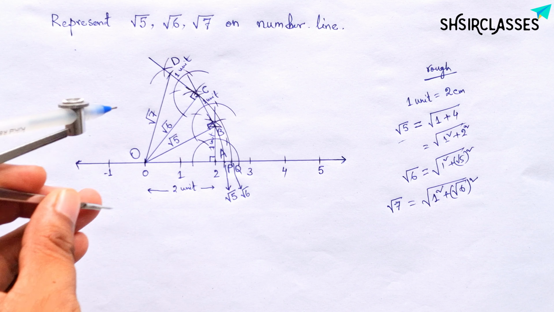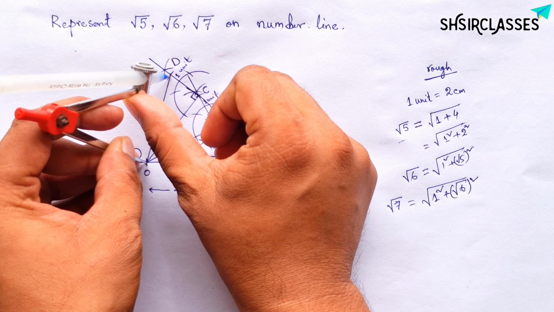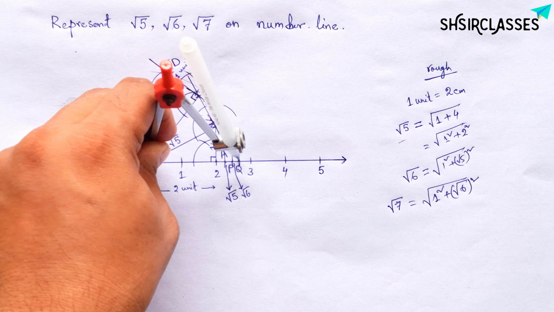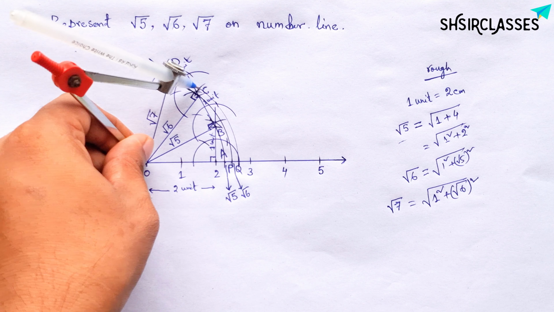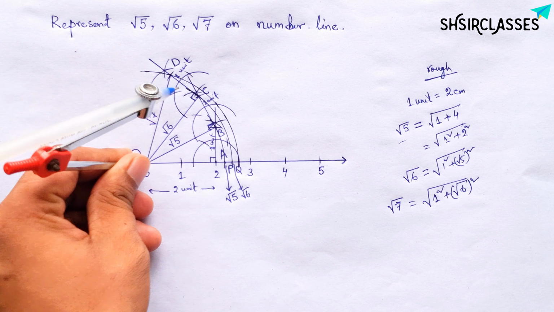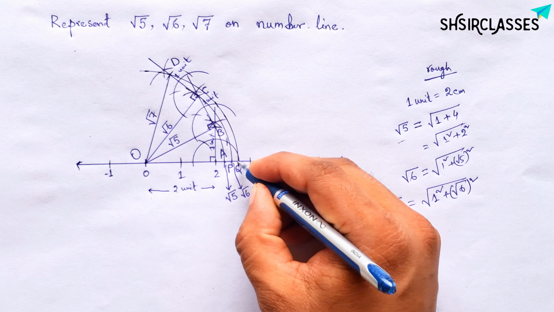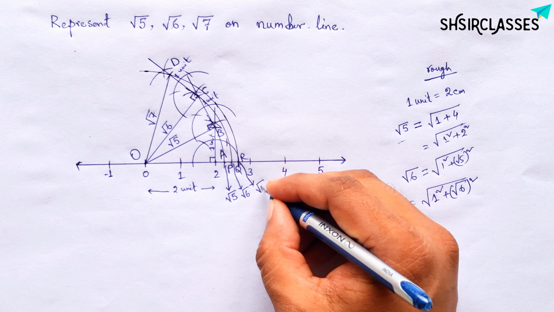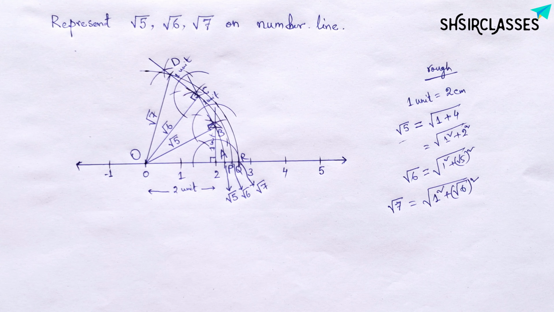Measure the length OD equal to root 7 with the help of the compass. Then draw an arc through the point D which meets the number line at a point. Label this R, and this represents root 7 on the number line.